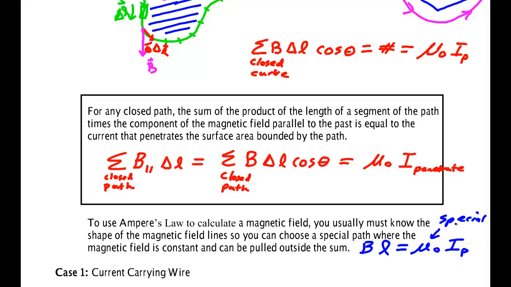Special case. But every problem that we want to work is one of these cases. L is simply the length of the path. B is the magnetic field that I want to find. I P is the amount of current penetrating the sheet, and mu naught is the permeability of free space. In the next set of videos, we're going to do some very special cases where we're going to look at using this to solve for the B field. I'll see you in those other videos.